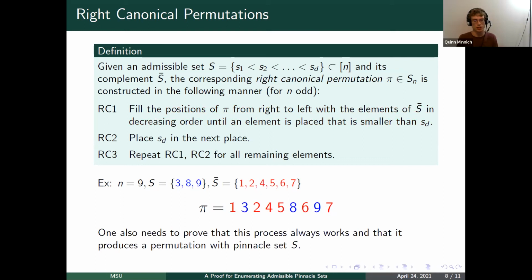Now technically, you need to prove this process always works, that it terminates, that it always gives you a permutation with the desired pinnacles, but that's not too hard to do. You basically trace through the algorithm and make sure it does what it says it does. And maybe some of you are already thinking about why this is true. The important thing about right canonical permutations is that given any pinnacle set that's admissible, we can always construct a unique right canonical permutation for it. And similarly, any right canonical permutation, you read off the pinnacle values, and that's the pinnacle set that generated it.